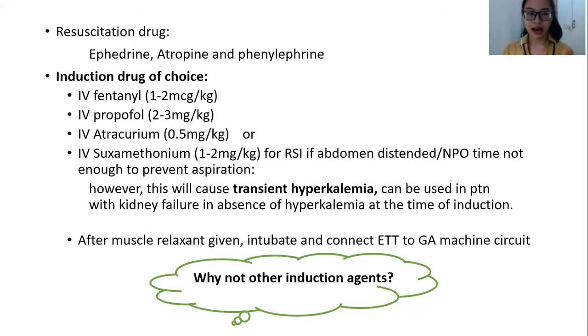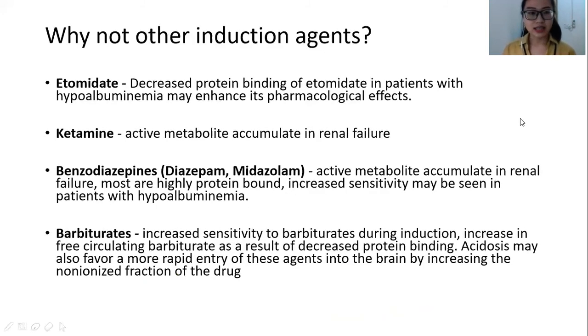So after we give the muscle relaxant, it's easier for us to go for intubation, and after intubation we connect the ETT to a GA machine. And now comes a question: why do we not choose other induction agents? So here is a list of examples of drugs which can actually worsen the renal function. For example, etomidate can enhance hypoalbuminemia, while ketamine and benzodiazepine can cause active metabolites to accumulate in the renal tubules, while barbiturate can result in decreased protein binding, which can worsen the acidosis.